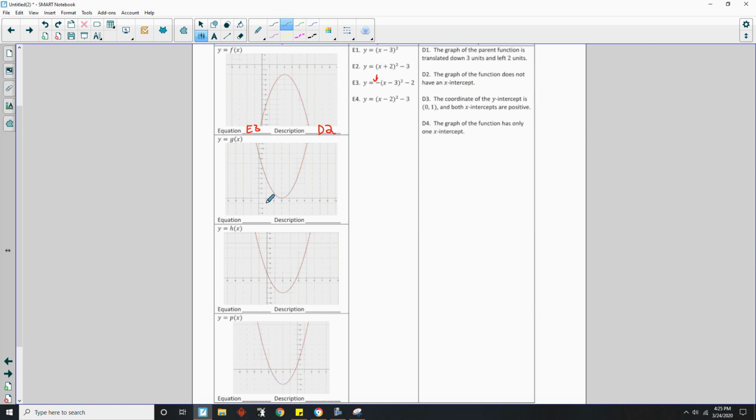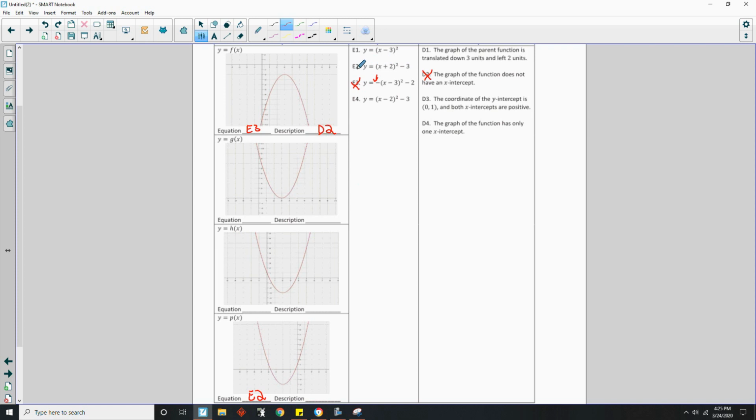Okay. Going on to this equation. So we've done that and we've done that. So this is a shift left 2, down 3. So parent would be here, left 2, down 3, no. Left 2, down 3, no. Left 2, down 3, yes. Okay. Left 2, down 3, so this is E4. Okay, so it's a shift right 2, down 3. I'm sorry, left 2, down 3 is E2. That's the one I was looking at. This is E2.